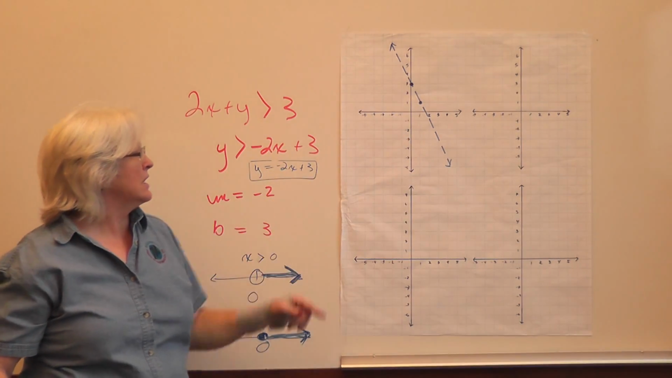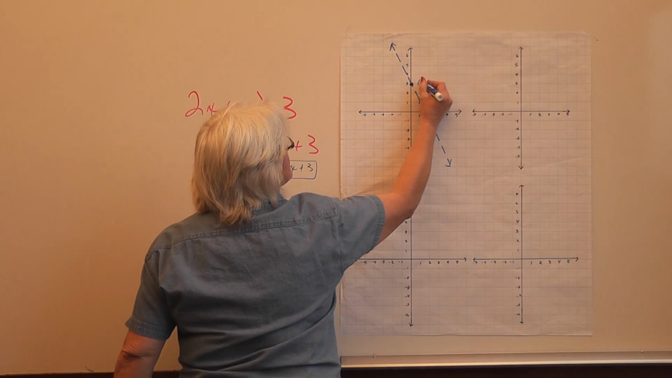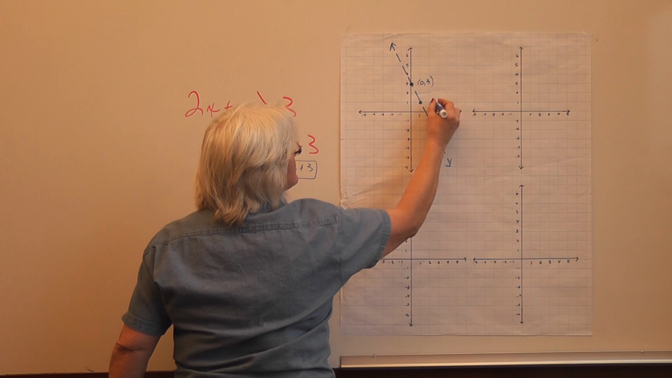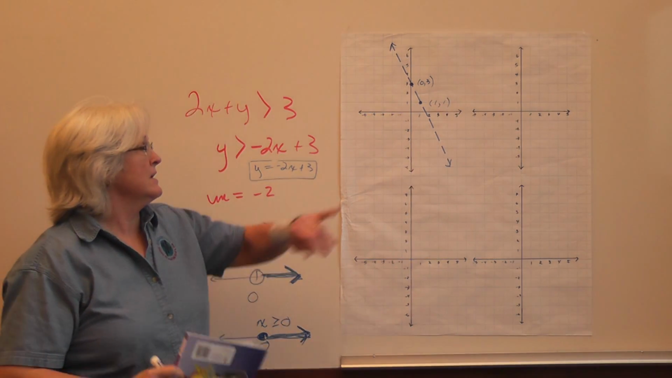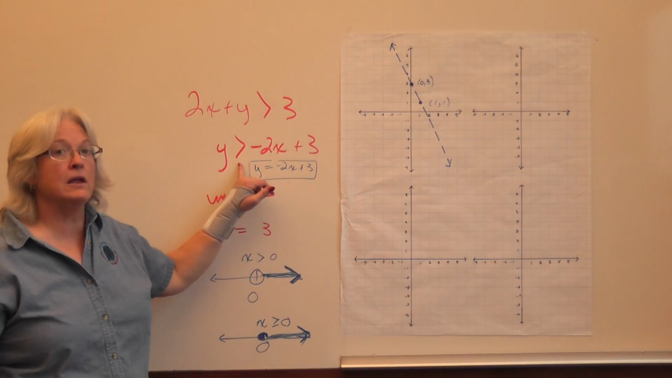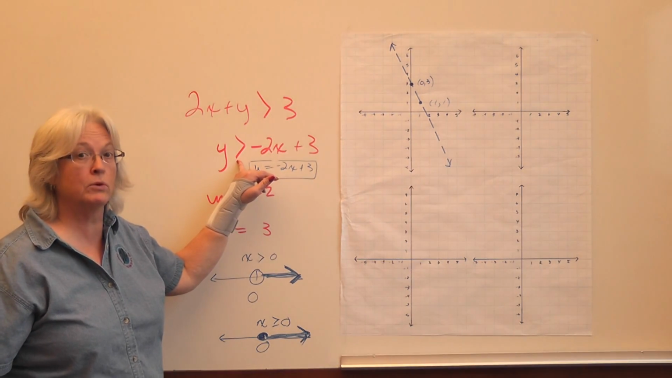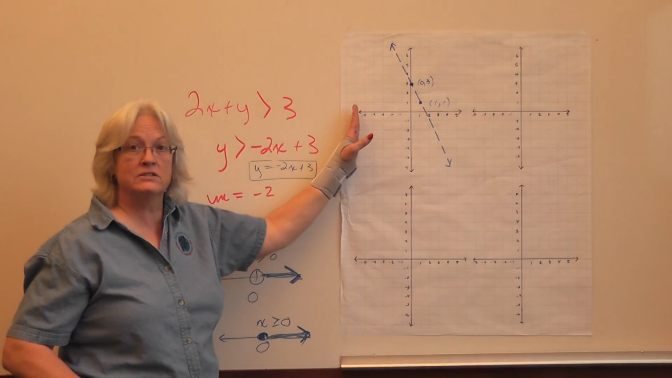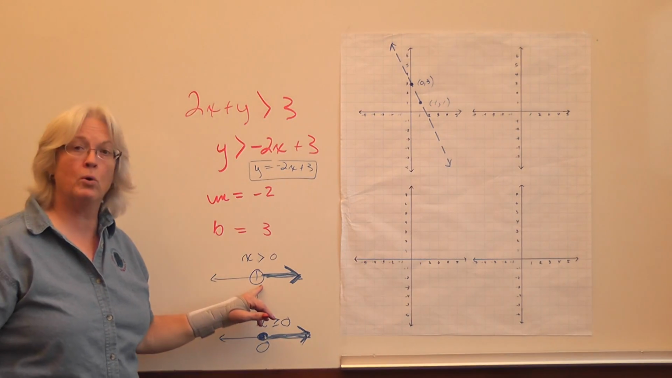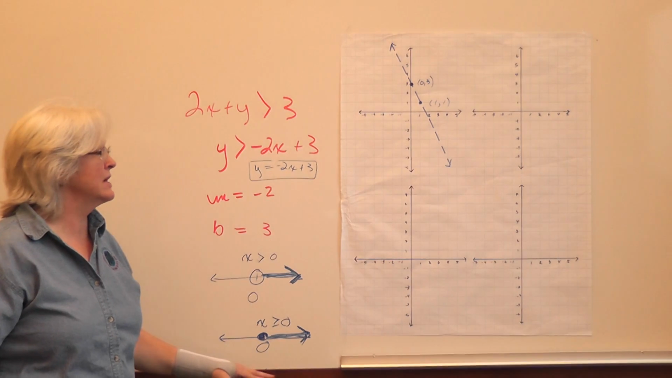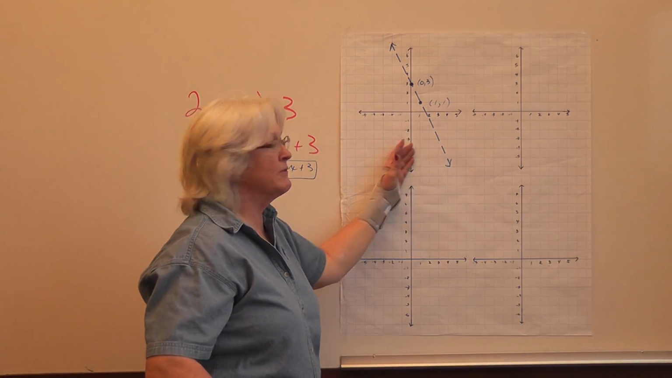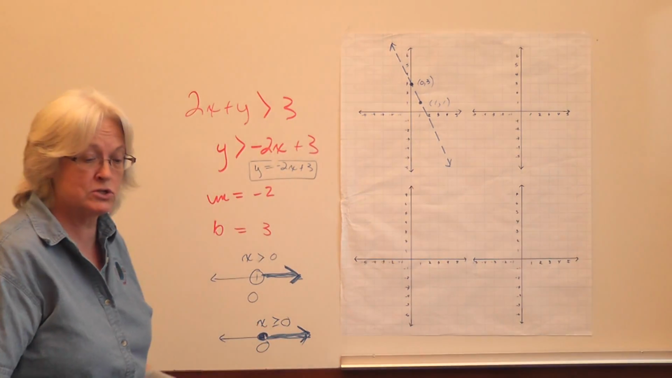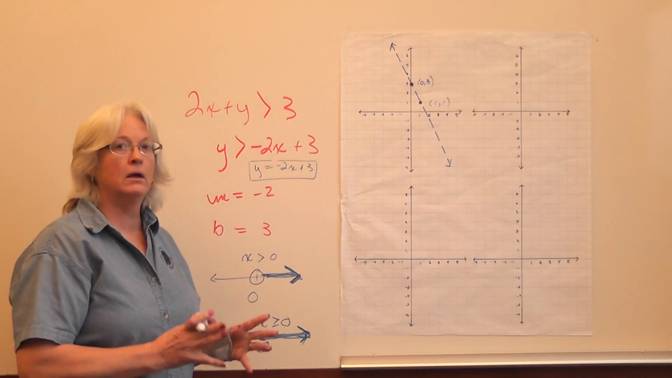So I've graphed this line, labeled the points: x is 0, y is 3; x is 1, y is 1. I did not use a solid line because I don't have an equal sign in my inequality. If this had been greater than or equal to, I would have made a solid line. Now what's happened? This line has divided our plane into two sections, just like the point on the number line divides our number line into two sections. So one whole part of the plane is a part of the solution, and one whole part of the plane is not a part of the solution. And how do you know which is which? Well, what you're going to do is pick a test point.